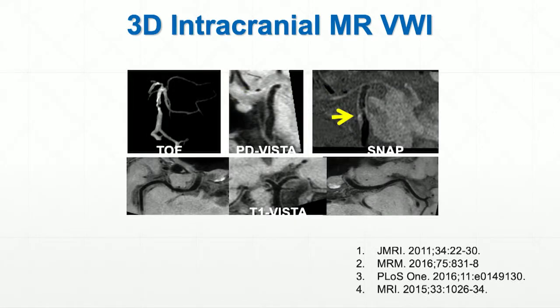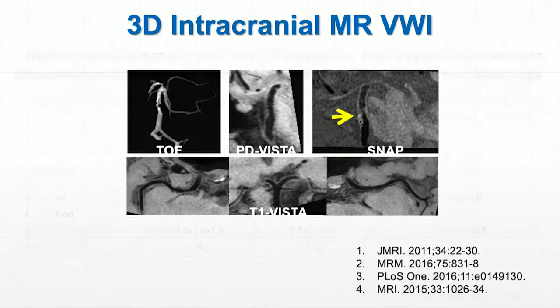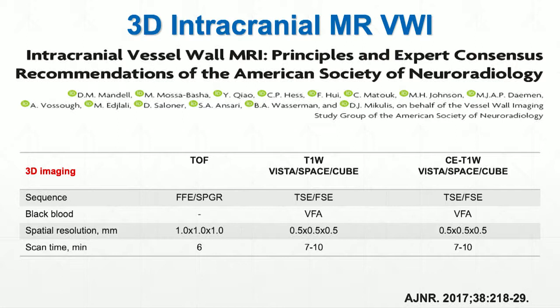And the other way for intracranial vessel imaging is shown here: you can do 3D time of flight, and you can do black blood, such as using VISTA, for example. And you can also do SNAP. In this case, you can see that there's an intraplaque hemorrhage in intracranial arteries, as shown here. For this 3D imaging, there are also established protocols in that paper, based on time of flight, T1, and also contrast.